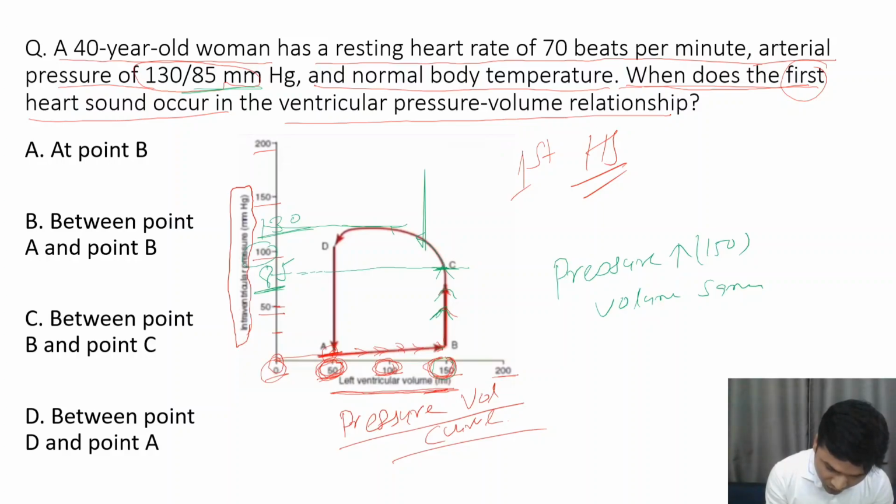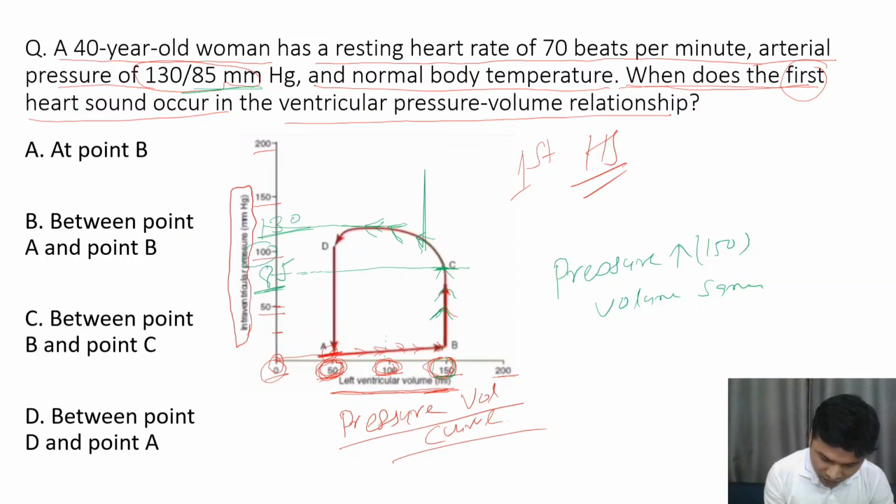So this is the decreasing volume. Volume starts decreasing. This is 150 ml here, and then the volume is going to decrease. It's around 100 ml at this point of time. Volume has decreased. So this is the first rapid ejection phase.